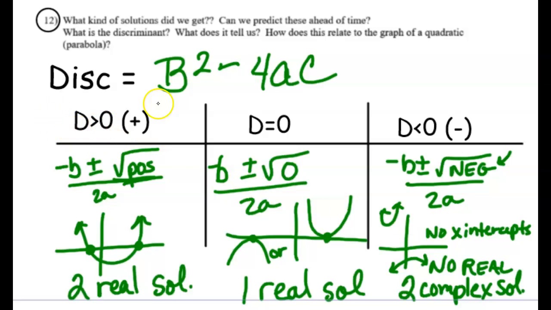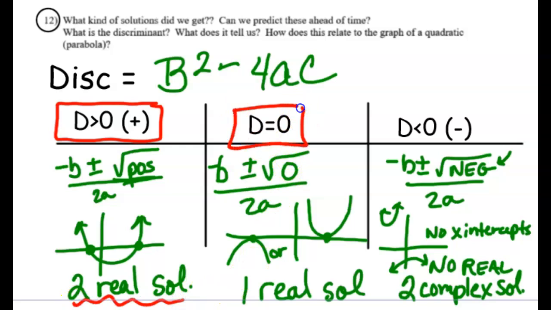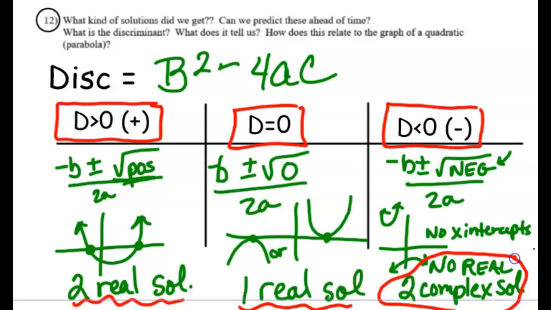This is the big deal, guys, on this little slide right here. If it's greater than 0 or positive, you answer 2 real solutions. If it's exactly 0, you answer 1. If it's less than 0 or negative, you answer no real and 2 complex.